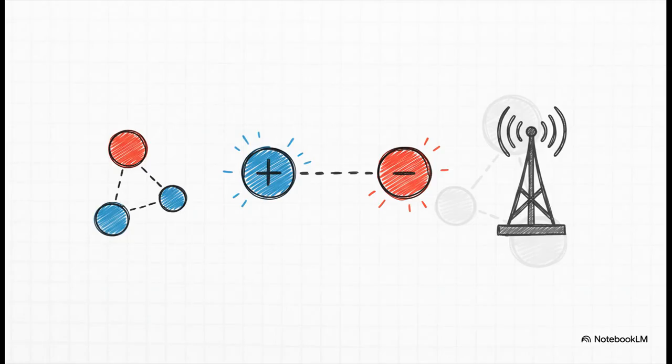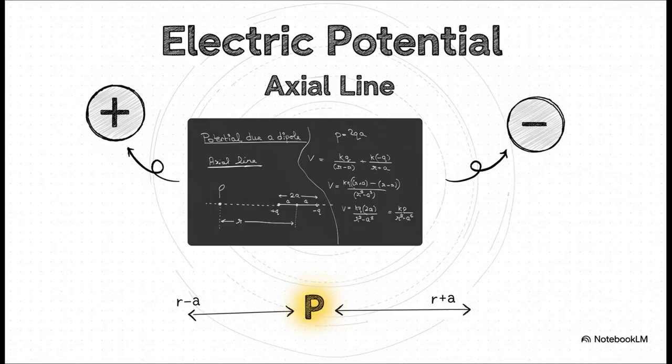Okay, so to see this superpower in action, let's start with the most fundamental arrangement of charges out there, the electric dipole. Think of it as the hello world of charge distributions. It's the basic building block for understanding everything from water molecules to radio antennas. So here's our setup. A positive and a negative charge, kind of stuck together. We want to figure out the potential at some point P along their axis.